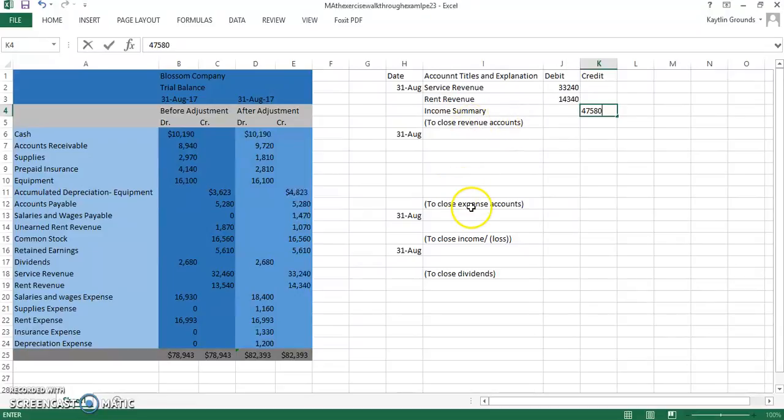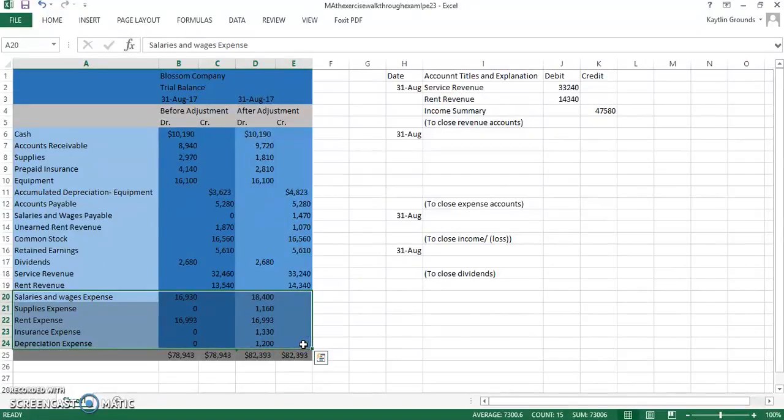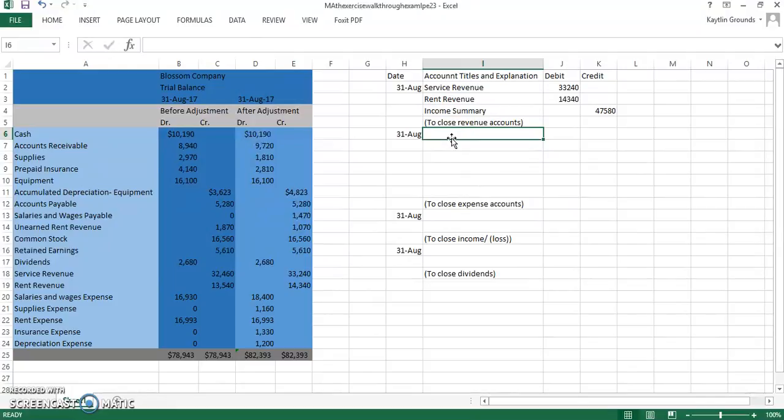Next, we're going to close our expense accounts. We have 5 expense accounts. Here, their accounts are debited, so to close them, we're going to credit them. Our first expense account is salaries and wages expense. Oops, I missed something. We always put our debit accounts first. And since all of these are going to be credited, we're going to have our income summary be debited, so it will go first. We won't put that number in yet until we can transfer over all of our data.